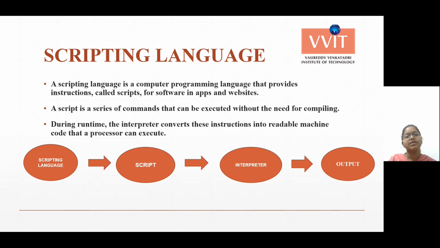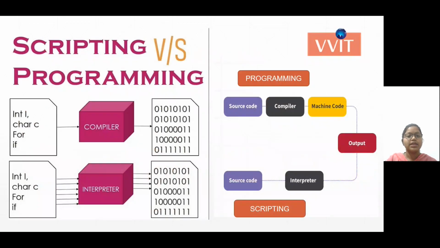Now let's see how a scripting language differs from a programming language so that you can understand the scripting language in more detail. The first and major difference I have shown here. The programming language needs a compiler, meaning the instructions need to be converted into the binary code or the machine code by a compiler. Whereas in scripting languages, an interpreter converts these instructions into the binary code or the machine code.